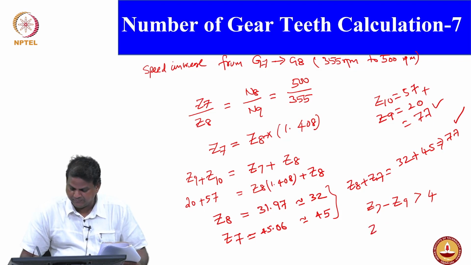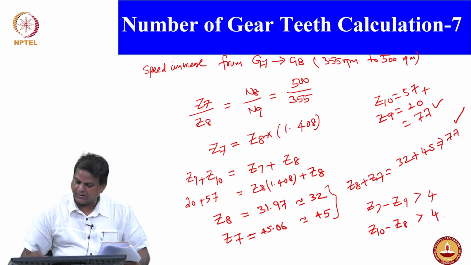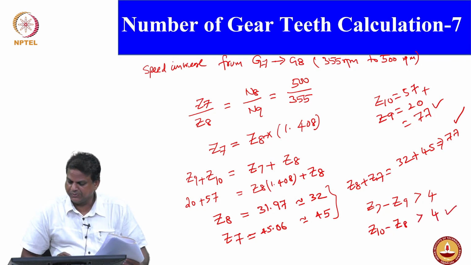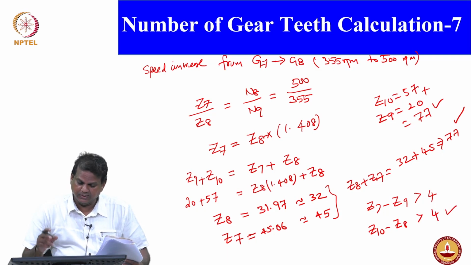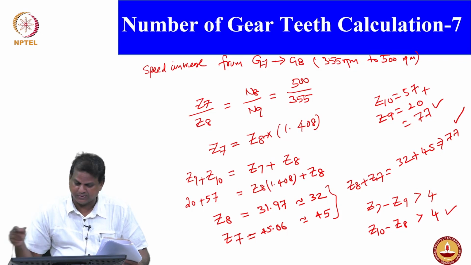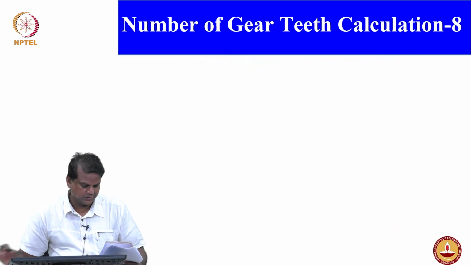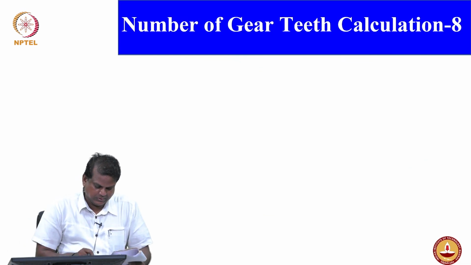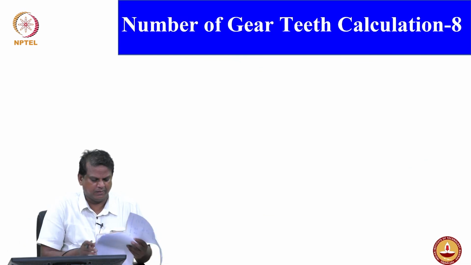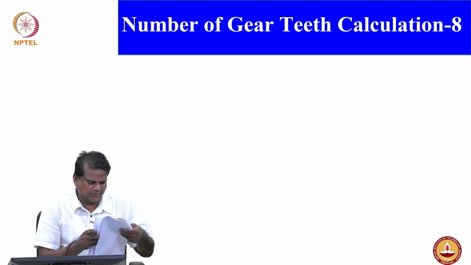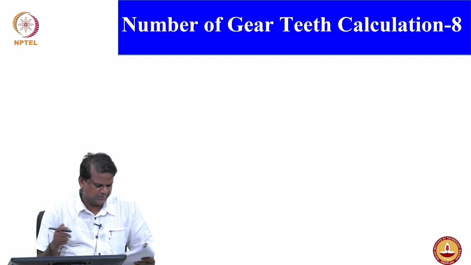Similarly Z10, Z8, it should go greater than 4. So here also satisfying that. So now we are able to do within the second stage for 4 gears. There is one more pair left now. Okay, the final one, within the second stage.